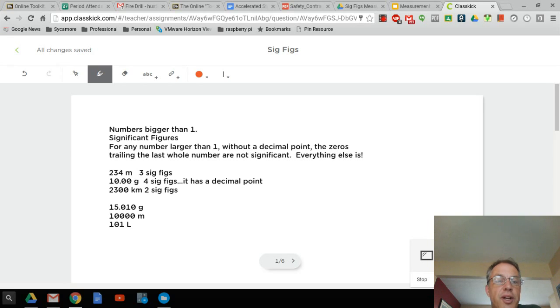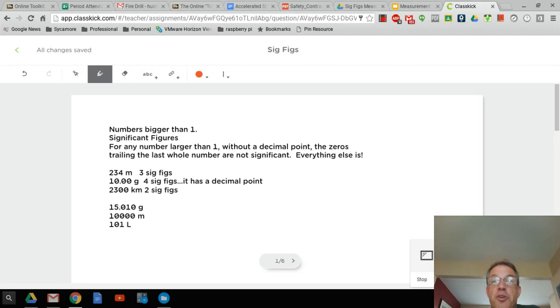So there's a couple rules, and the first one we're going to deal with is anything bigger than the number 1. All whole numbers usually are significant, but then it's the zeros that we need to figure out. Are they placeholders, or were they actually measured? For any number larger than 1, without a decimal point, the trailing zeros at the end are not significant. Everything else is. So if I have 2,300 kilometers, it just means the 2 is significant. The 3 is our first guess. That's significant. These are just placeholders.